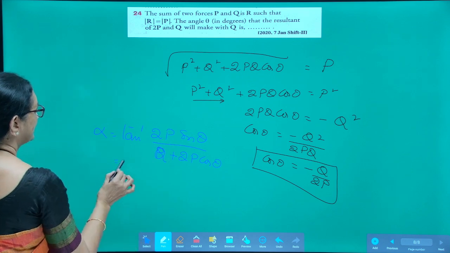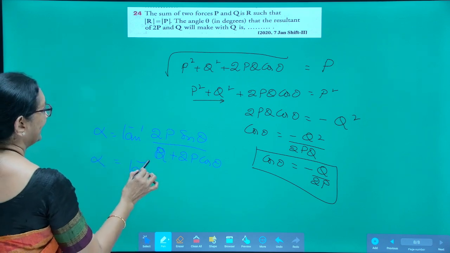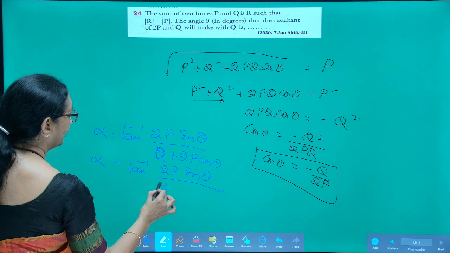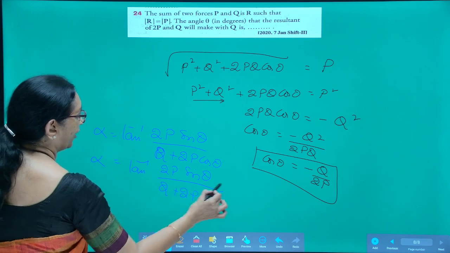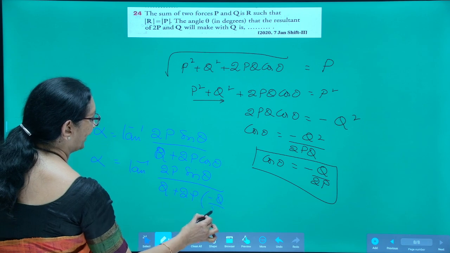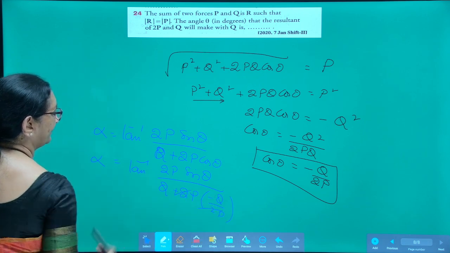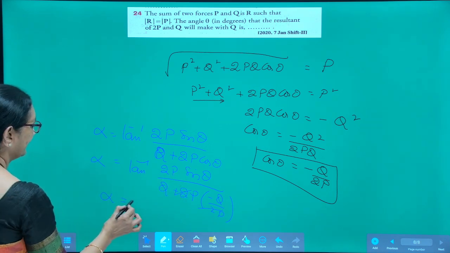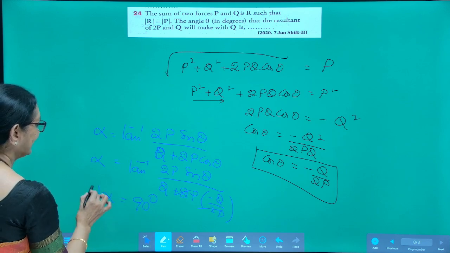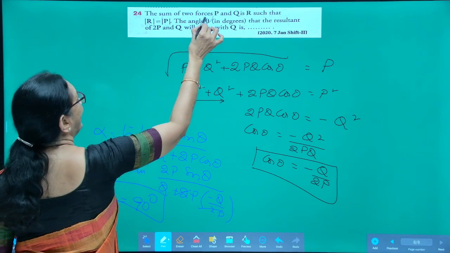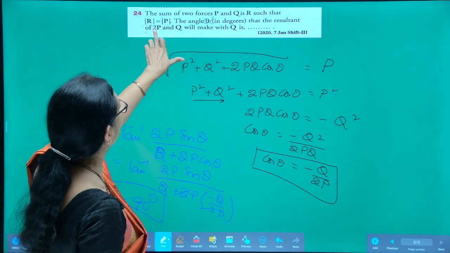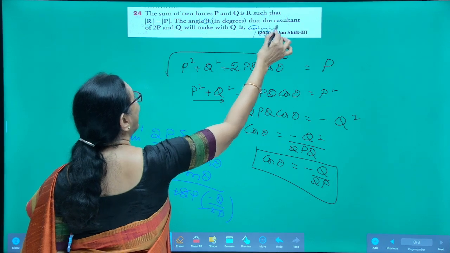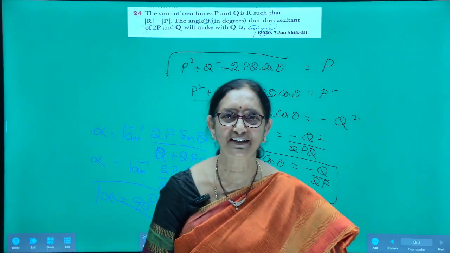So, alpha is equal to tan inverse of 2P sin theta by Q plus 2P cos theta, where cos theta is minus Q by 2P. So, denominator becomes equal to 0 and it becomes infinity. So, alpha is equal to 90 degrees. So, the angle that the resultant of 2P and Q will make with Q is 90 degrees. That is the answer for that problem.